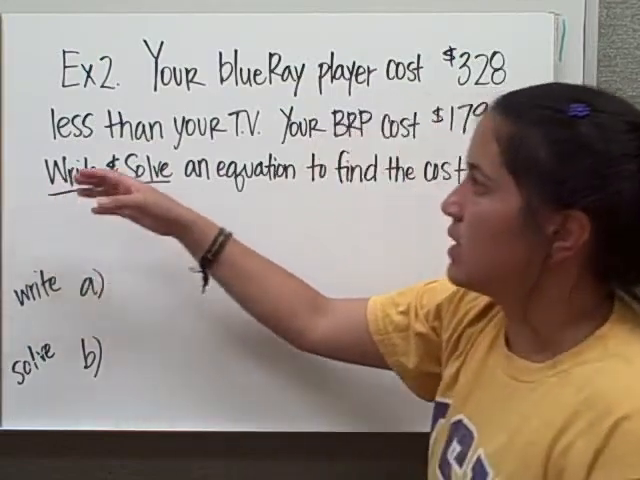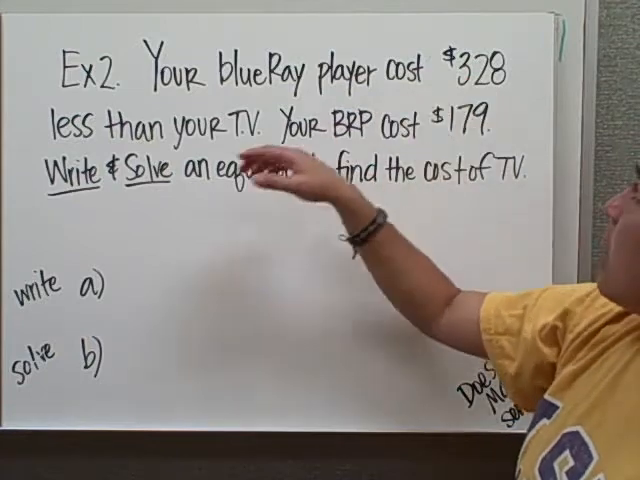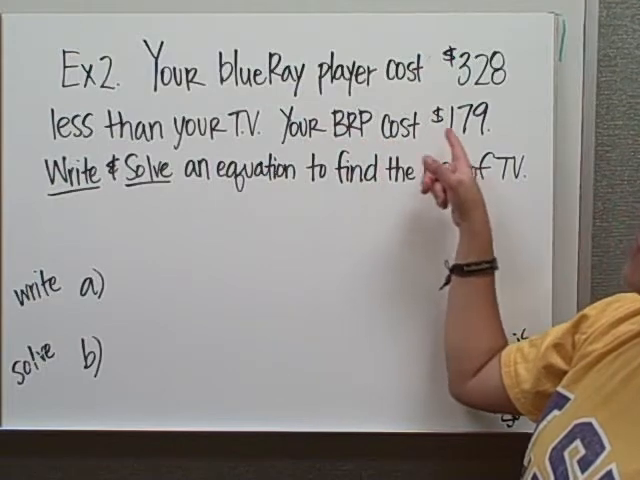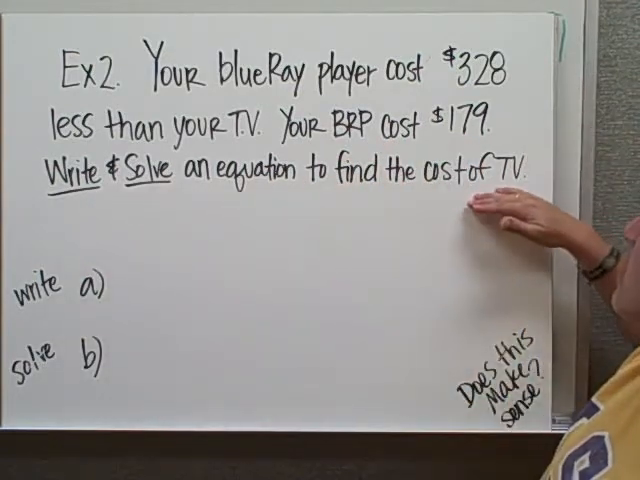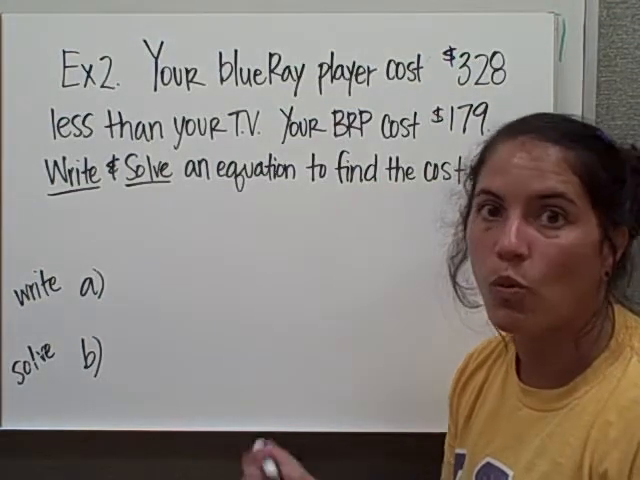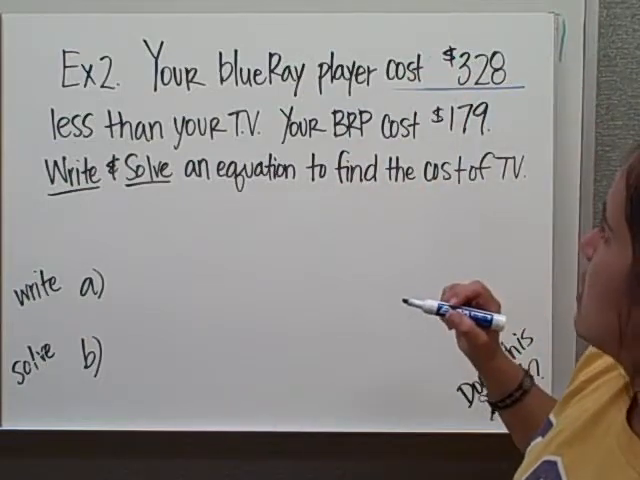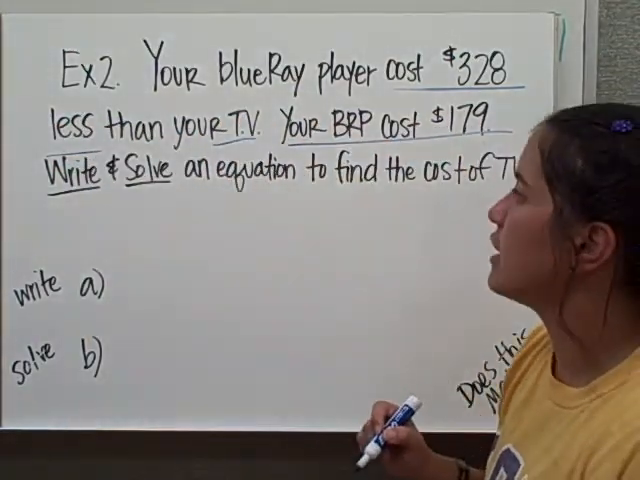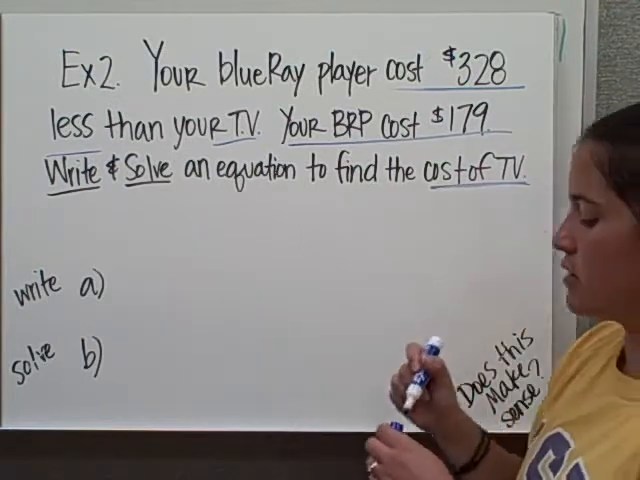Okay, Example 2. Your Blu-ray player costs $328 less than your TV. Your Blu-ray player costs $179. Write and solve an equation to find the cost of your TV. So first, let's talk about keywords. What are some keywords in this problem? Your Blu-ray player costs $328 less than your TV, and your Blu-ray costs $179. Write and solve an equation to find the cost of your TV. So we're looking for the cost of the TV.